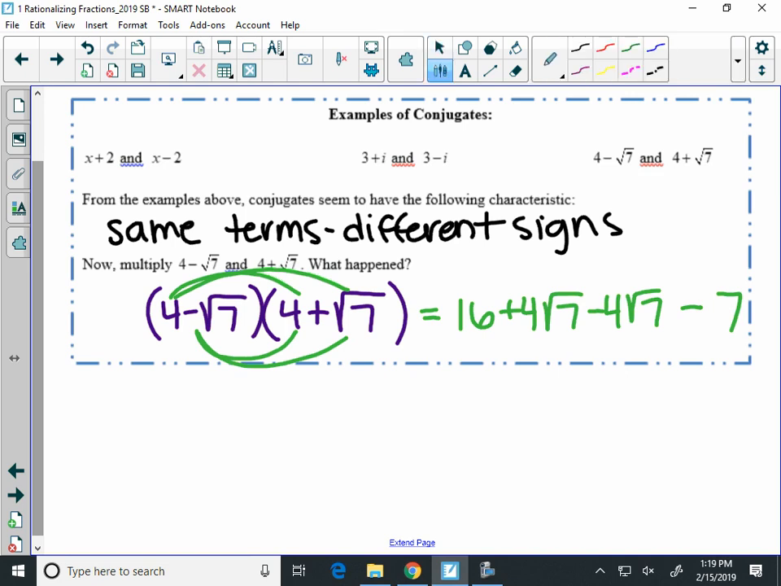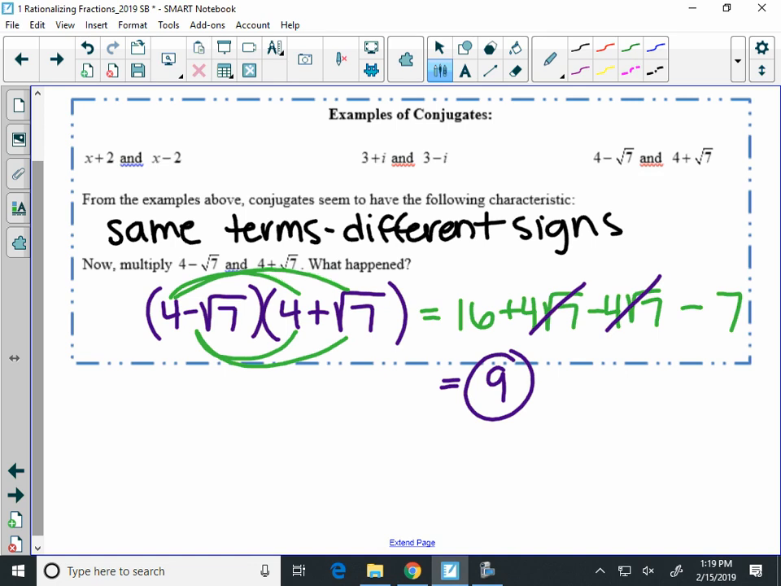Now here's the good thing. What happens in the middle? Cancels. So I really only have 16 minus 7, which is 9. That looks a lot nicer than what we had. No, that's not the whole answer. That's what the conjugates multiplied together are. So let's see what that does when we put it into our problem.